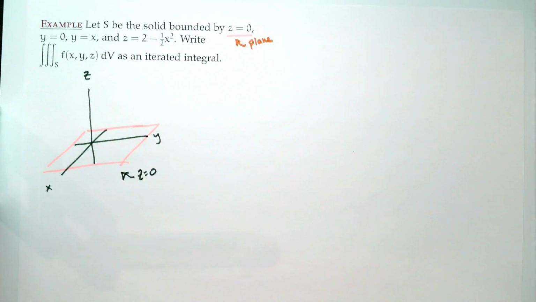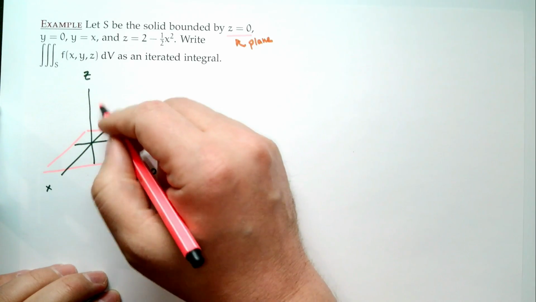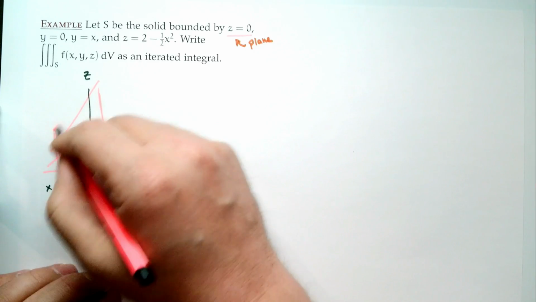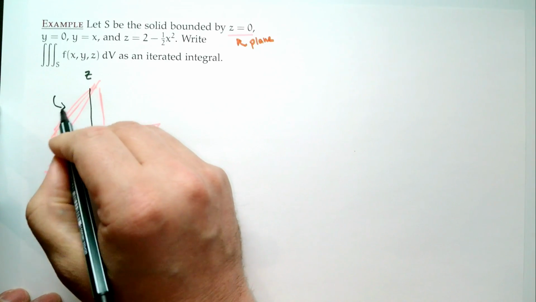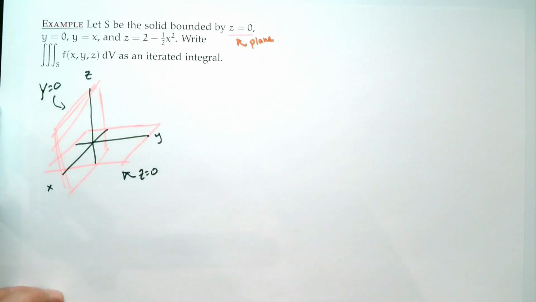Okay, now let's go to our next one. y equals 0. Well, where is that? It's the xz plane. Okay, well, we also have the xz plane in our picture, so we can sketch that in as well. So I have here the xz plane. All right, so there is another one of my surfaces. So far, pretty simple. I'm optimistic that we can actually get a good picture.